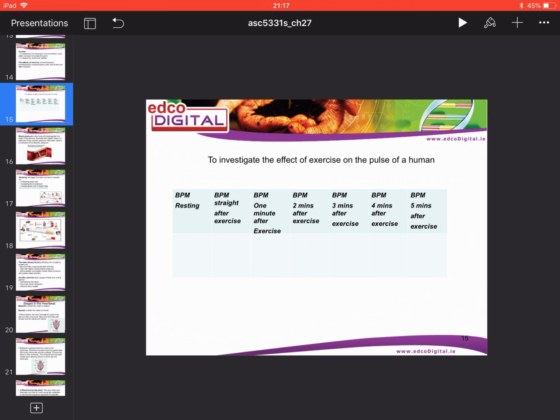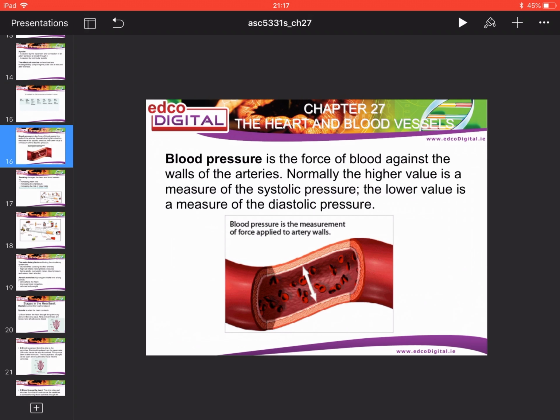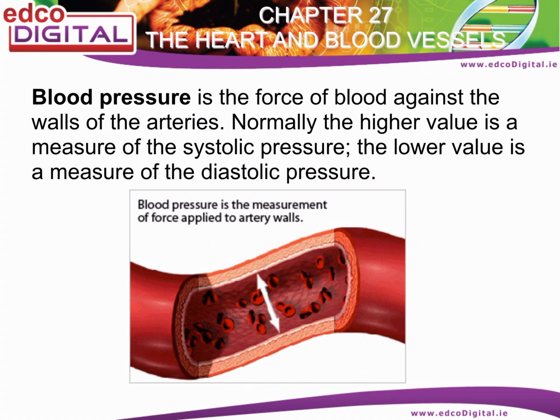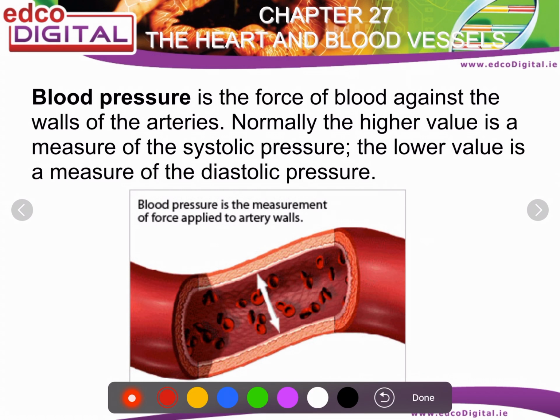Okay, so blood pressure is the force of blood against the walls of the arteries. Normally the higher value is a measure of the systolic pressure, and the lower value is a measure of the diastolic pressure. Can you remember what it is? I'll give you a clue. The unit is mmHg.